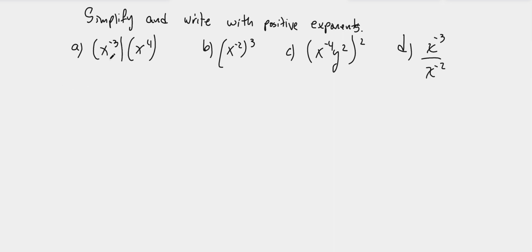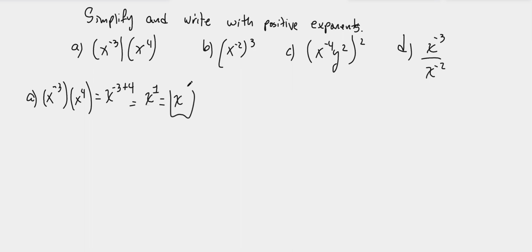Now over here we have a multiplication of exponents. We know that when exponents multiply and you have the same base, what you do is you actually add the exponents. So this is negative 3 plus 4. Well, negative 3 plus 4 is 1. So we have x to the power of 1, which is just x.